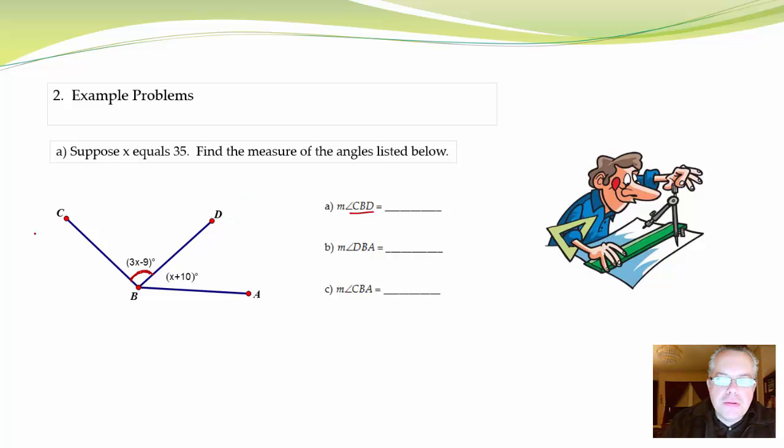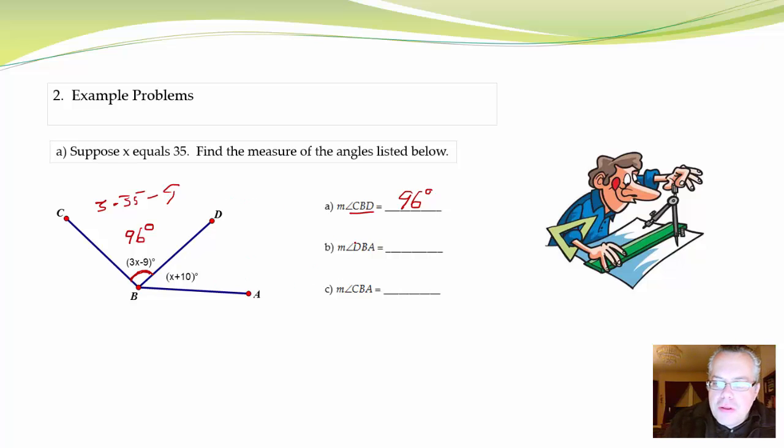Okay, so if x equals 35, all we got to do is 3 times 35 minus 9. And that gives us the measure of CBD. So use my calculator here, and I get 96 degrees. It's a little bit bigger than a right angle. 96 degrees, so that's the first angle measurement. So all I had to do was substitute.